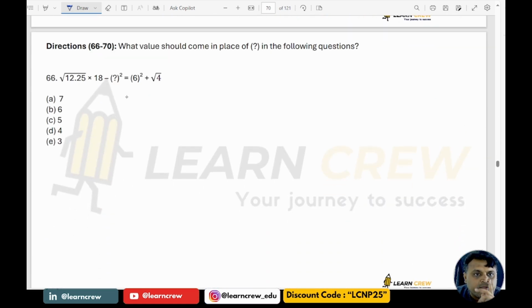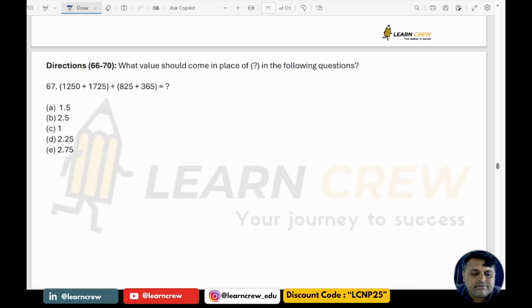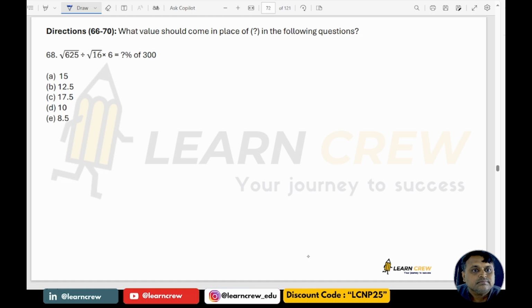Next, the root of 12.25 is 3.5. 3.5 into 18 is 63. 63 minus x square is equal to 36 plus 2, 38. So 63 minus 38 is 25. So x is 5. So the answer is 5. Next, 1250 plus 1725 is 2975, divided by 825 plus 365, which is 1190. So 2975 by 1190. How much? 1190 double plus half, 2.5. So the answer is 2.5.